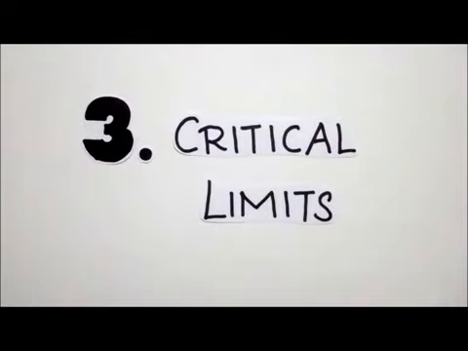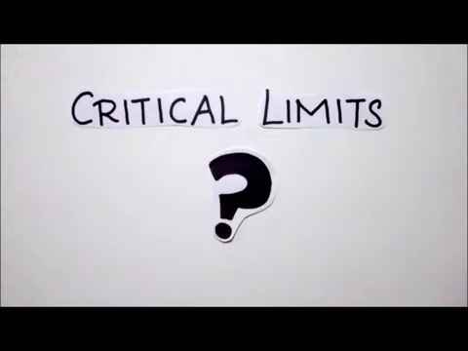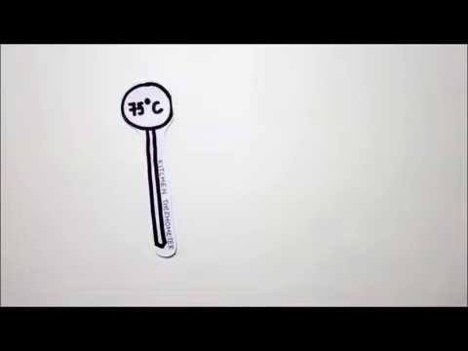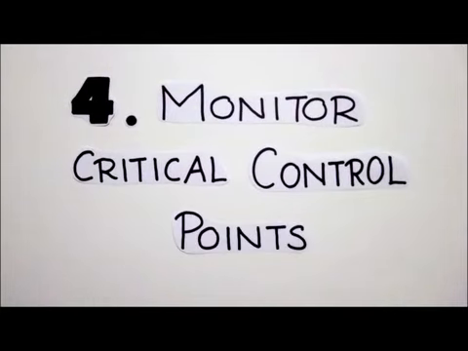The third principle in HACCP is the determination of critical limits for each of the critical control points identified. What are critical limits? They are the maximum or minimum value to which a biological, chemical, or physical parameter must be controlled at a critical control point to prevent, reduce, or eliminate to an acceptable level the occurrence of a food safety hazard. In our process, the critical limit for the cooking of the stuffed squid is 75 degrees Celsius for 10 minutes. The fourth principle is the establishment of monitoring procedures.